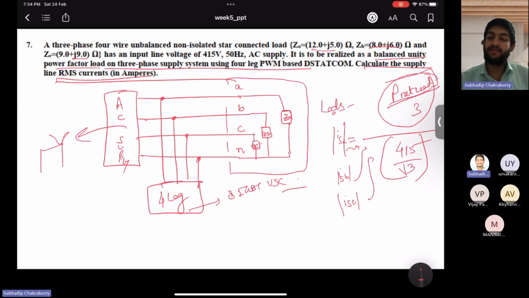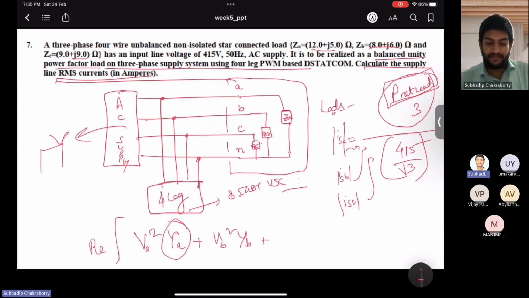So P net, how will you calculate? The question is that you have the voltage, and you know the load impedances. So can you calculate the net active power? Easy, right? V square into Y. VA square into YA plus VB square into YB, like that. V square by R is the power, right? This is the real part, I can say. Or writing like this.